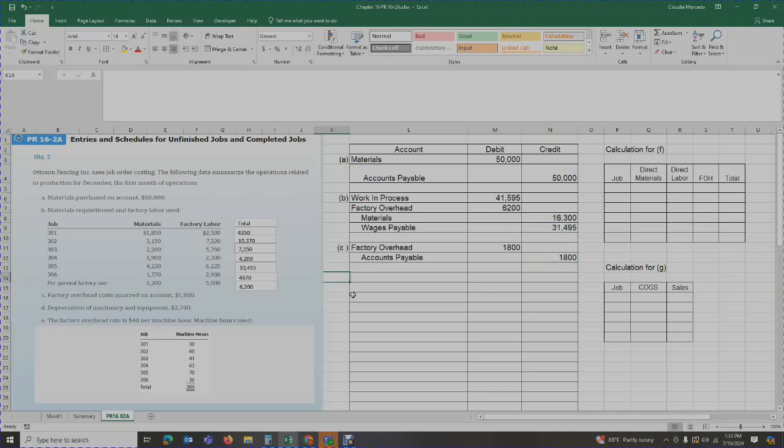Now a lot of this ties back to principles of financial accounting, so you might need a little refresher to go back to your journal entries for this. Okay, letter D.